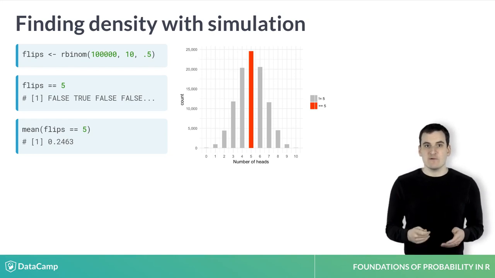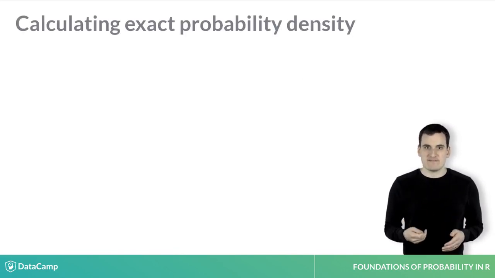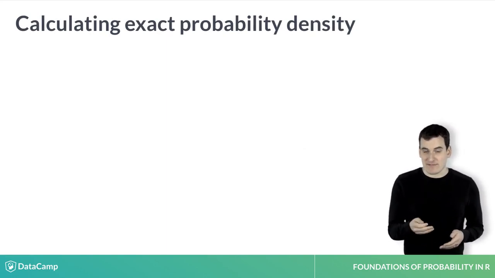In this case, we found that the fraction of outcomes equal to 5 was 0.2463. That is, there's a 24.6% chance. This is called the density of the binomial at that point. Simulation is a very useful way to understand a distribution and to answer questions about its behavior.